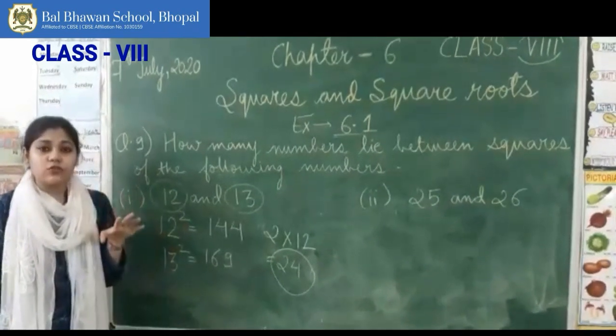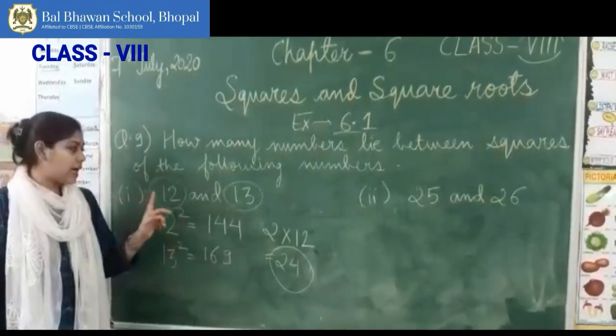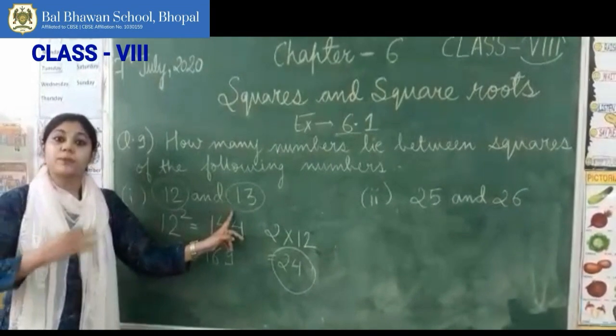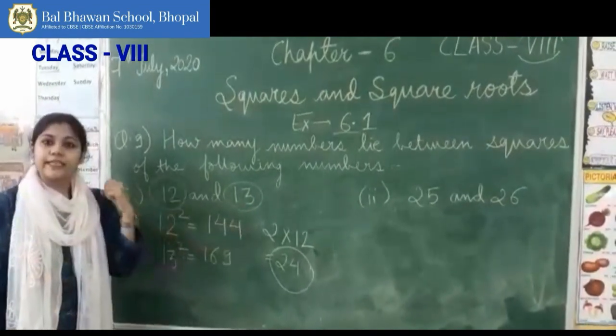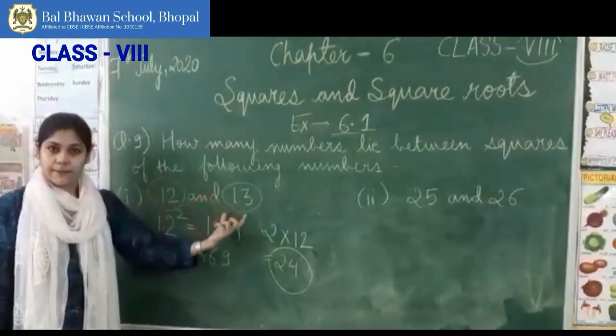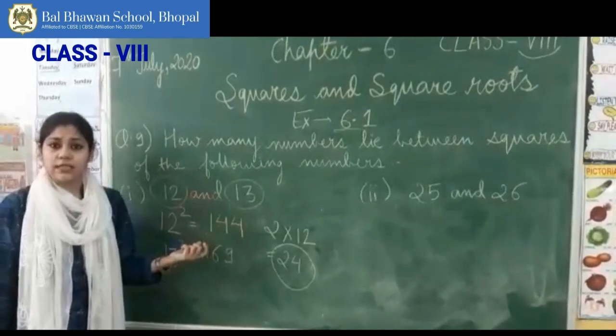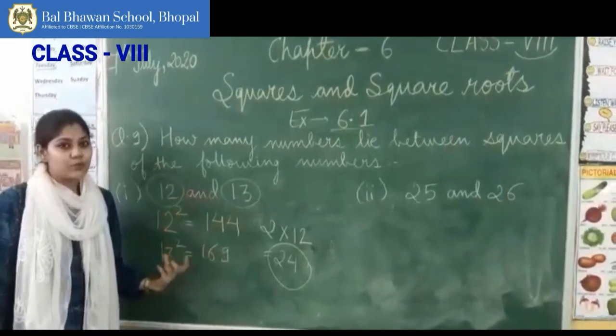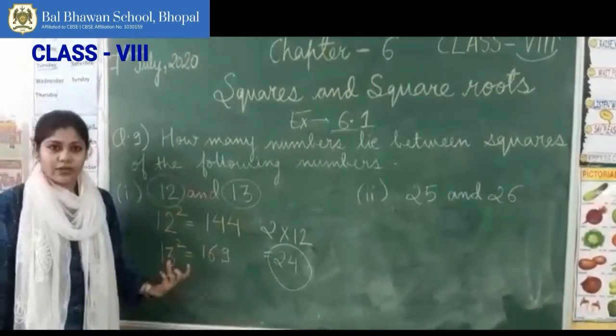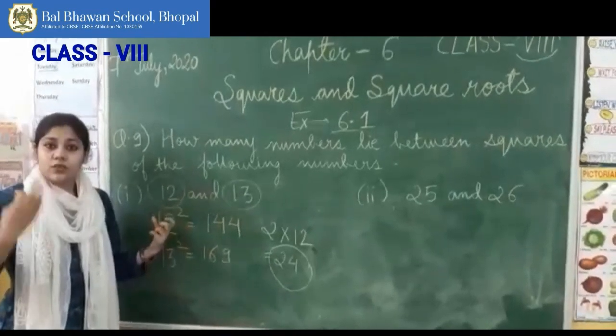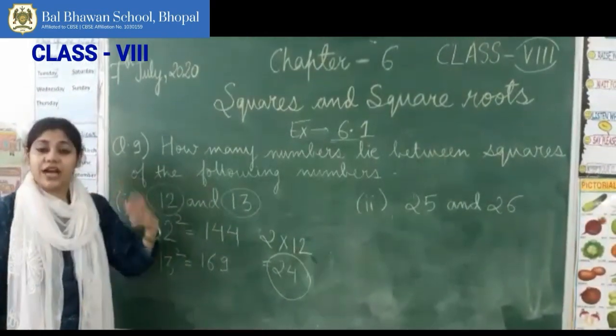So you just need to observe one thing, that numbers given to you should be consecutive. If I say find the numbers between 12 and 14, so 12 and 14 are not consecutive. So this trick, this property will not work over there. Okay, so this is for the squares of the numbers which are consecutive.